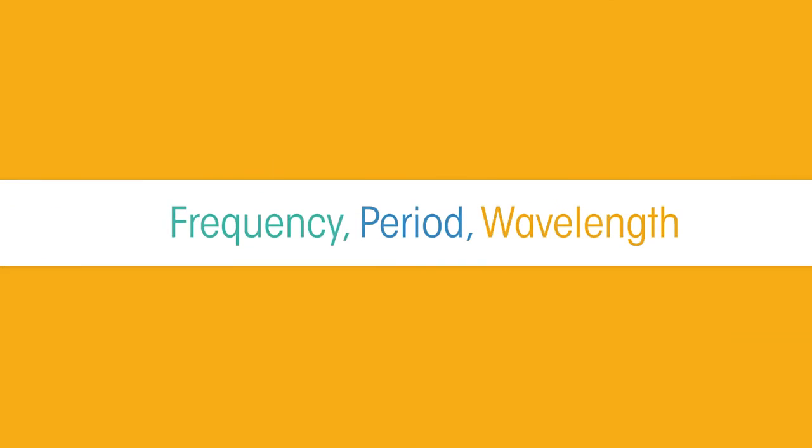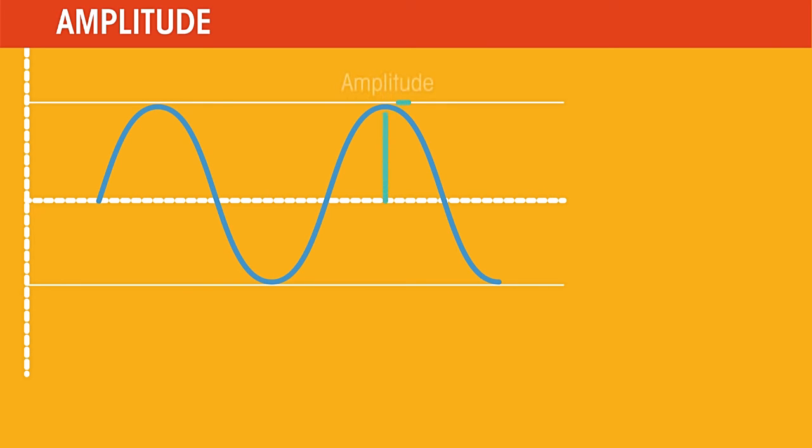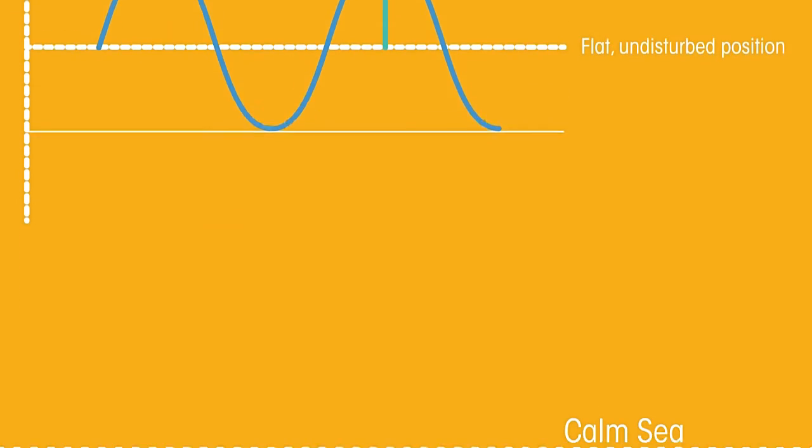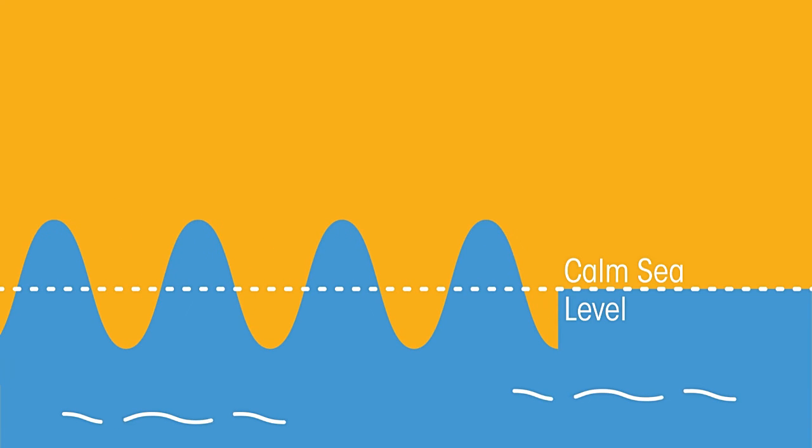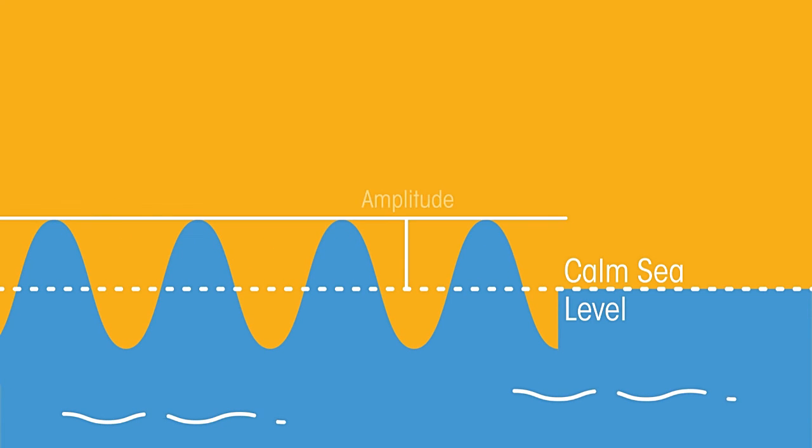So we've looked at the frequency, period, and wavelength so far. Let's finish with amplitude. As waves travel, they create disturbance. The amplitude of a wave is the distance from the maximum disturbance to its undisturbed position. Think of a very flat sea and then an incoming wave. The amplitude is the height of the top of the wave from the flat sea.